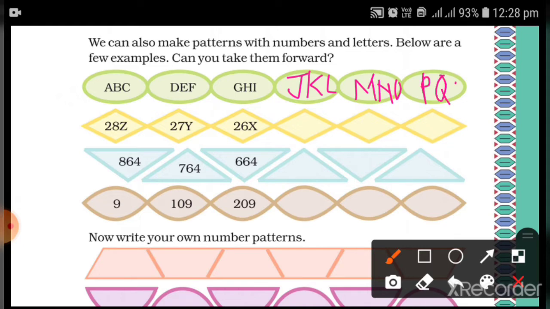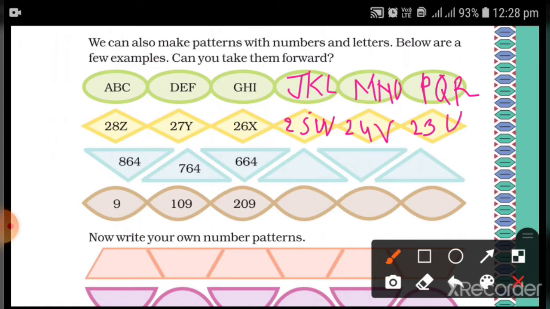28, 27, 26. Backward counting. 25, 24, 23. W, X, Y, Z. Before X, which letter comes? U or W? W, X, Y, Z. Before W, V and U.